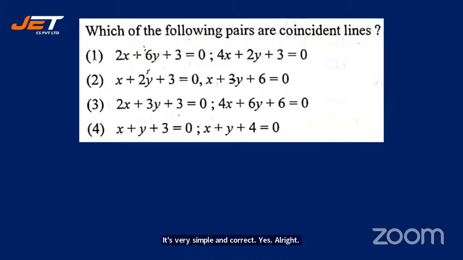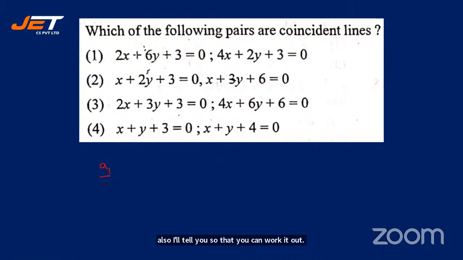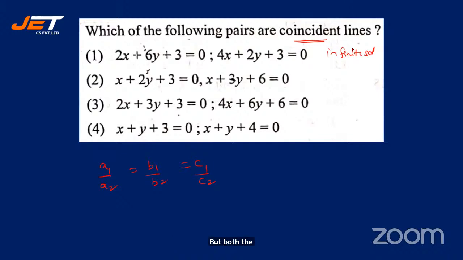Fine. So see the next question. Which of the following pairs are coincident lines? So what is coincident? That also I'll tell you so that you can work it out. Coincident lines means A1 by A2 is equal to B1 by B2. It is equal to C1 by C2. So coincident lines, there is one more word for this. It is nothing but infinite solution. For both, the same workings only you have to do. So coincident lines means A1 by A2 is equal to B1 by B2 is equal to C1 by C2.